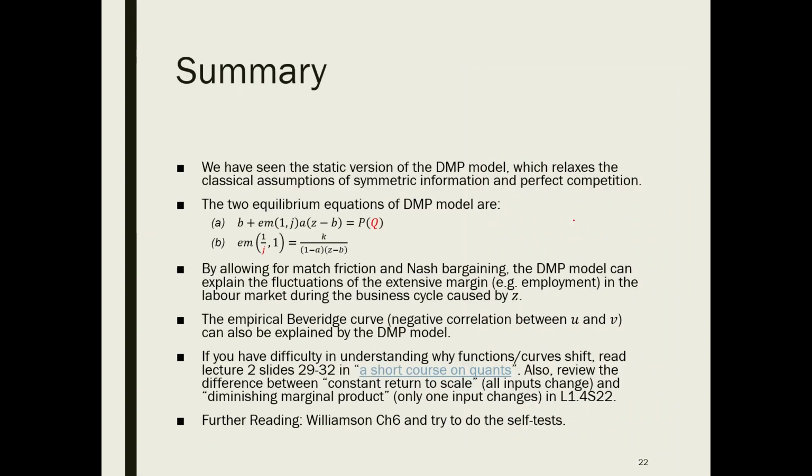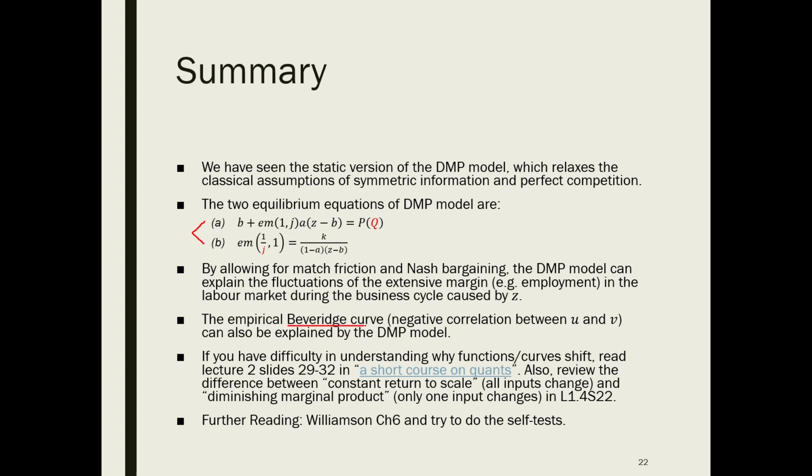Today we have seen the static version of the DMP model, which relaxes the classical assumptions of symmetric information and perfect competition. After substituting in the search and matching assumption and the Nash equilibrium assumption, the two condensed equilibrium conditions describe the supply side and demand side of the labor market respectively. The DMP model can explain business cycles in the labor market better, especially the stylized facts on the extensive margin, which cannot be explained by the new classical RBC model.